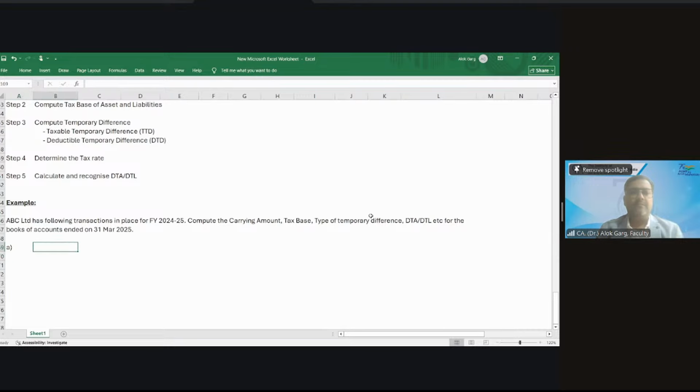A. The company has invested rupees 8 lakh in mutual fund during the year. The fair value on the reporting date is 8.50 lakhs.